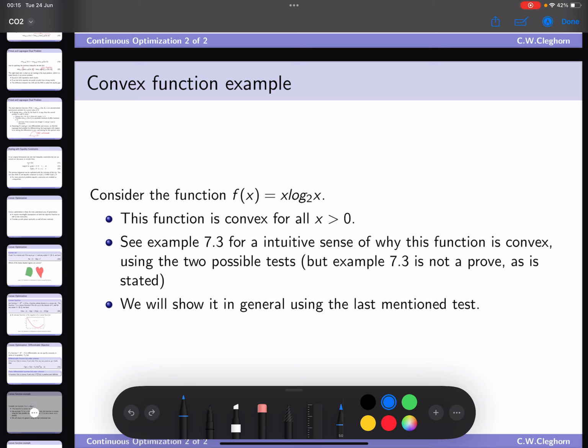So if you want to see more of this, you can see example 7.3 for an intuitive sense of why this function is convex, using the two possible tests, but example 7.3 is not a proof, as it's just a statement. But we'll show that this function is convex using the Hessian, the second order method.